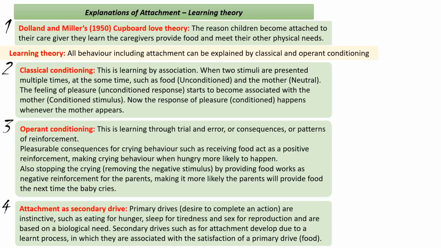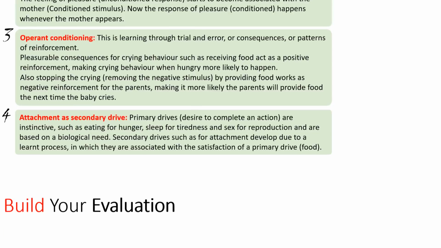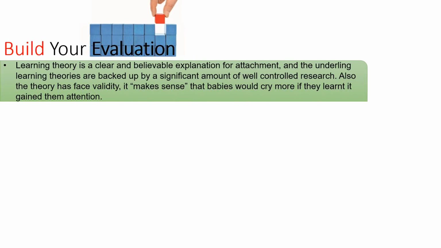Let's have a look now at some evaluations. First of all, a positive. Learning theory is quite a clear explanation for attachment. And the underlying theory of learning theory, the underlying theory of behaviourism, is very well backed up by a lot of research, mostly using animals, but mostly very carefully controlled research. Also, it does have face validity. It kind of makes sense that babies will cry more if they learnt that it gave them more attention. But of course there are many negative evaluations of this area of psychology.